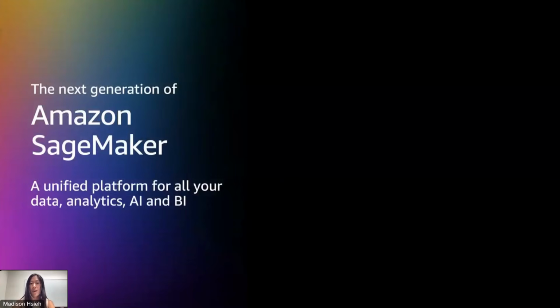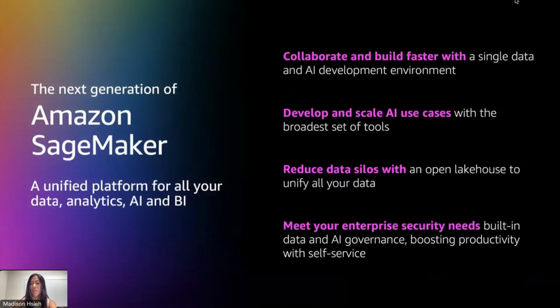If you don't already know, Amazon SageMaker is a unified platform for any data analytics, AI, and BI that happen in your environment. It allows you to collaborate and build faster with single data and AI development environments. It helps you develop and scale AI use cases with a broad set of tools. It also allows you to reduce the silos of your data, giving you an open lakehouse to unify everything in one place. And similar to Amazon QuickSight, it helps meet your enterprise's security needs, keeping everything private with data and AI governance. I will also list a resource at the end to find out more about Amazon SageMaker if you're interested.